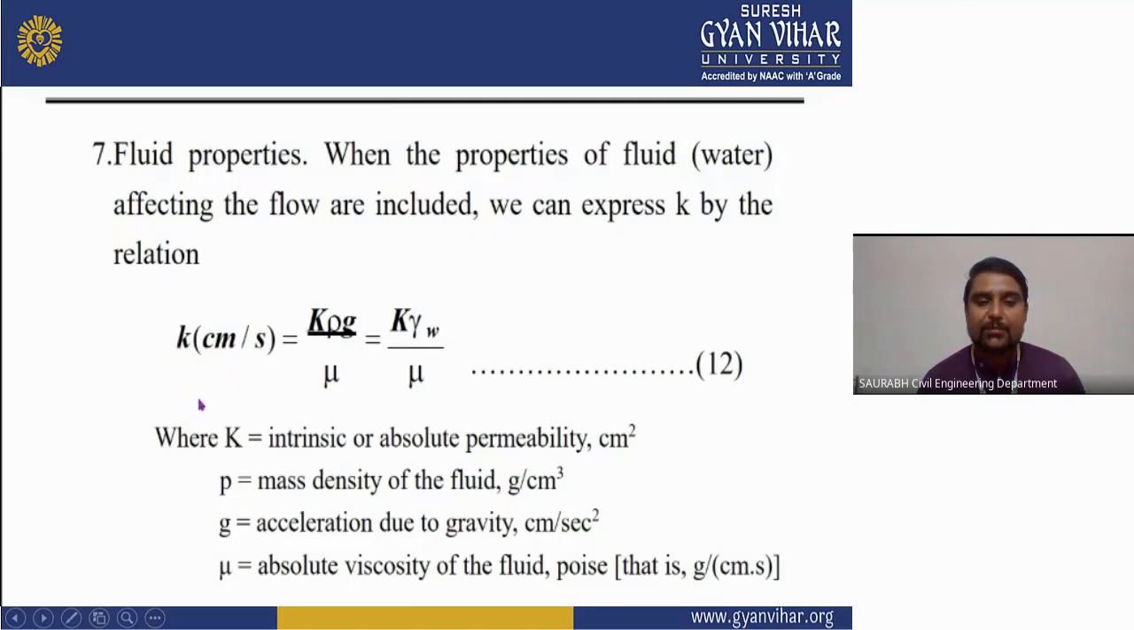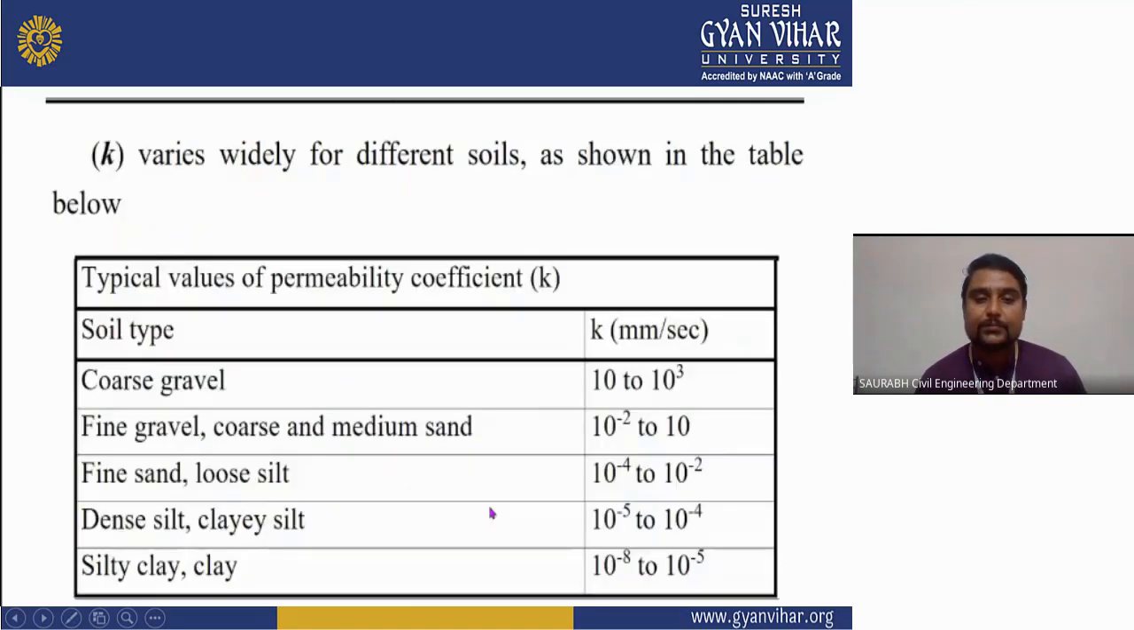The unit of K will be centimeter per second, and here P is the mass density of fluid, g is the acceleration due to gravity, which will be measured in centimeter per second square, and mu is the absolute viscosity of fluid, which is also called poise.